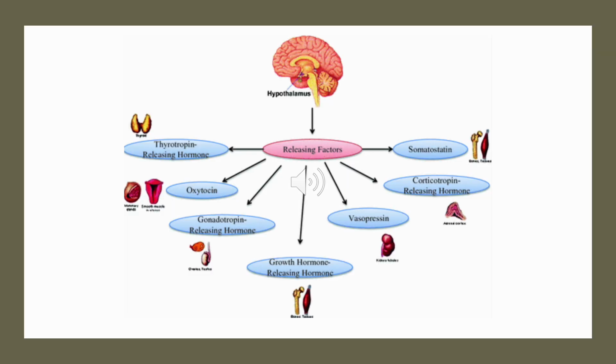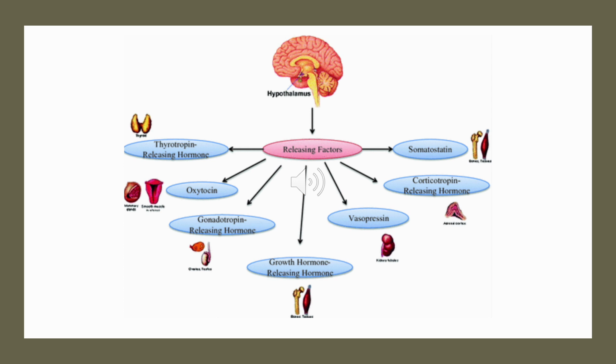The hypothalamus produces several releasing and inhibiting hormones, which influence the pituitary gland to release or suppress other hormones. The hormones we're going to be focused on are growth hormone releasing hormone, which stimulates the pituitary gland to release growth hormone. Then we have thyrotropin releasing hormone, and that triggers the pituitary gland to release thyroid stimulating hormone.